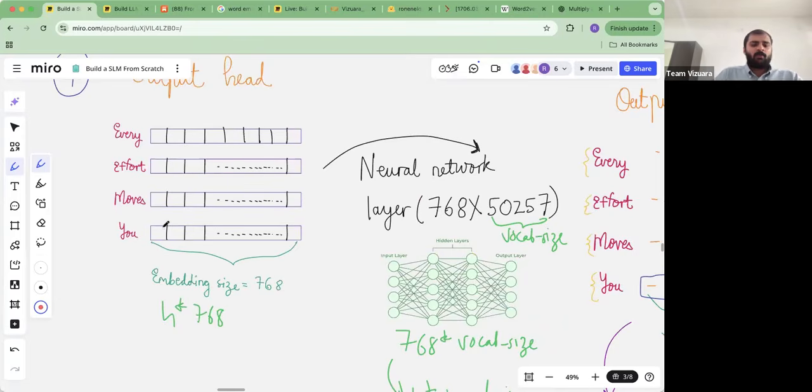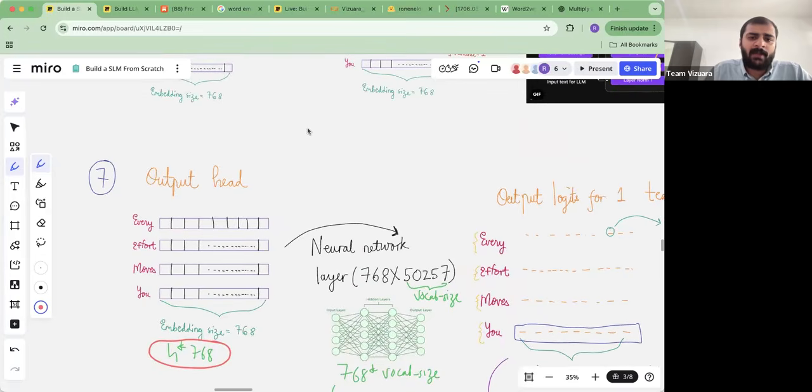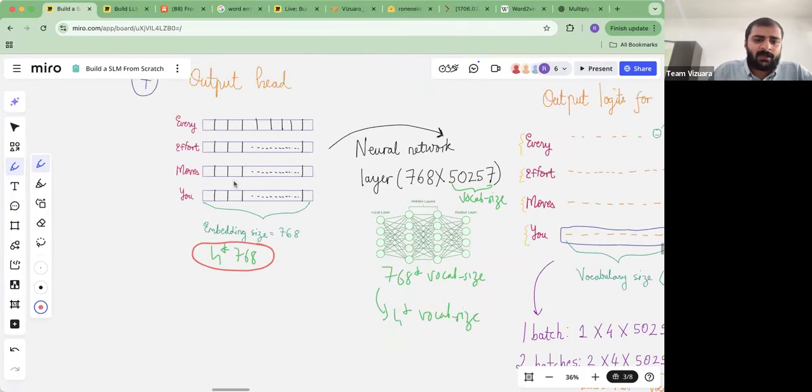So until this point, we are at a stage where the size remains the same, 4 multiplied by 768, but we are nowhere close to predicting the next token. To predict the next token, remember that we have a vocabulary of 50257, right? So we need to somehow look into this vocabulary and predict what the next token is going to be. So the first step is that we need to transform this matrix from 768 to my vocabulary size. I need to transform the matrix from an embedding size to the vocabulary size.